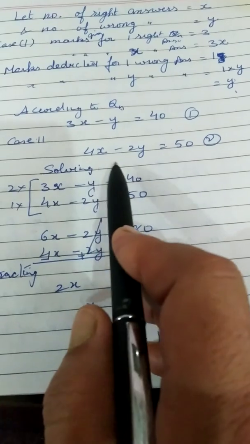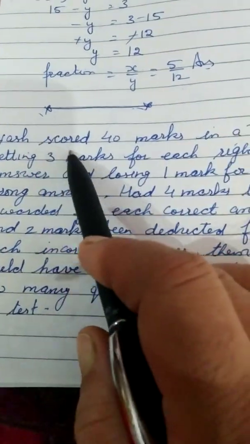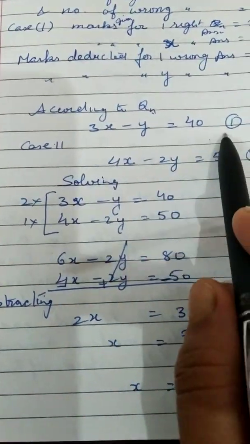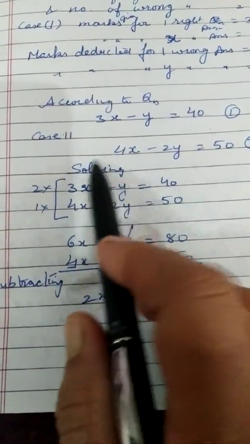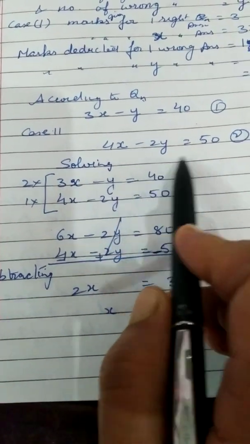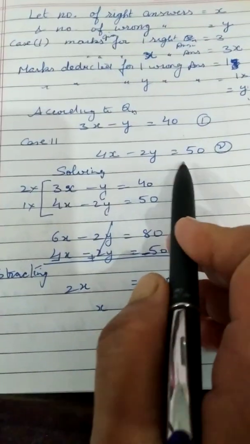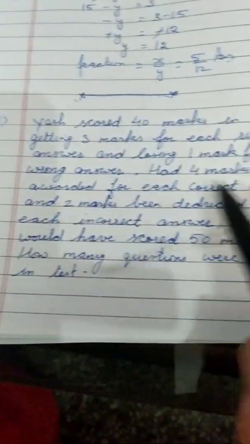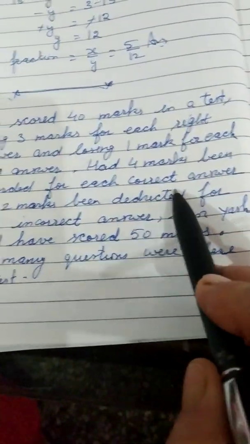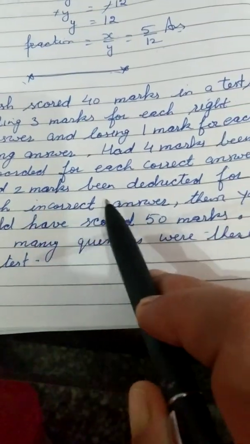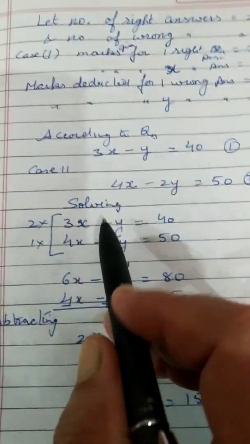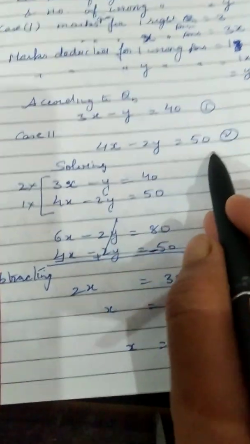Case 2: how did we get 40? Because his total score was 40. Then we have 3x minus y is equal to 40. Similarly, in the second case, we get 4x minus 2y is equal to 50, because 4 marks were awarded for each correct answer and 2 marks were deducted for each incorrect answer.